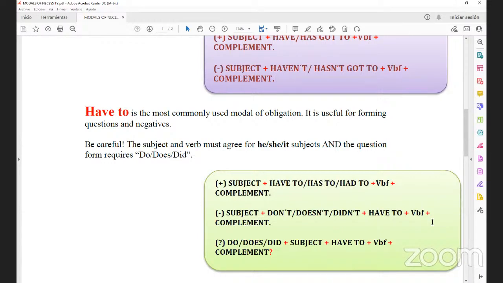Now, in questions, we have the same, but we have to identify if it is present or past. In present we use do and does at the beginning of the question, and did if we're talking about past, always with the corresponding subject and have to, plus the verb in base form and the complement. So these are the structures that we have to use.